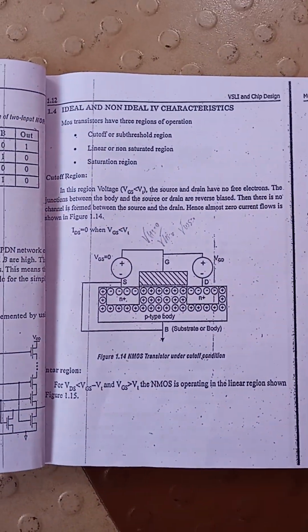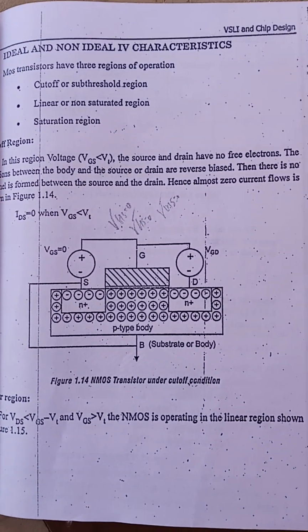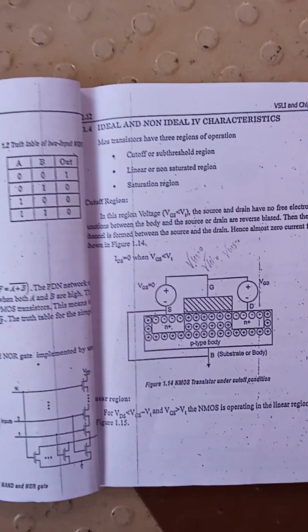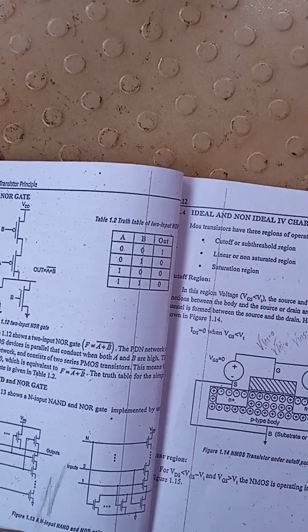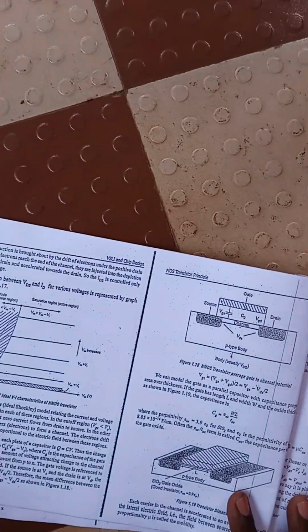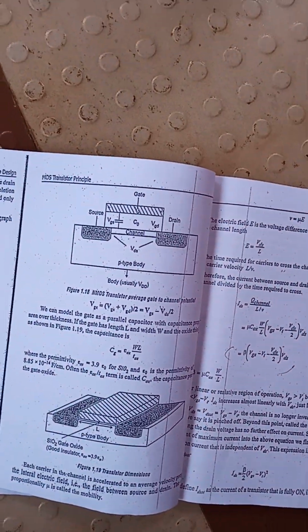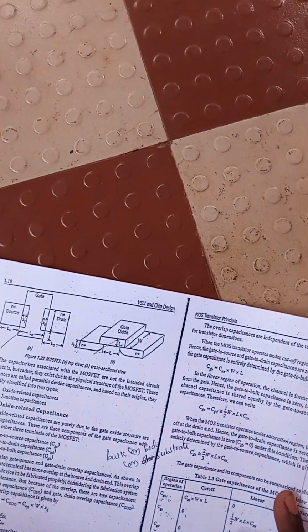Under the ideal characteristics, you have to explain the three different regions. If they ask for the ideal characteristics, you have to write the source and drain resistances and the capacitances and all.